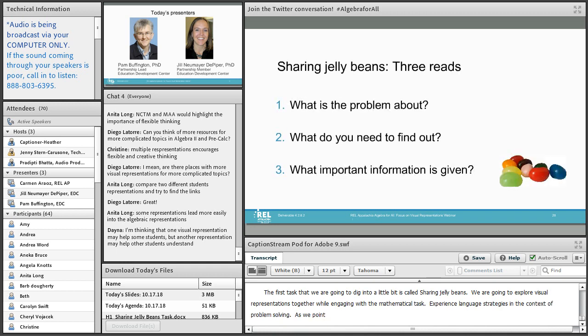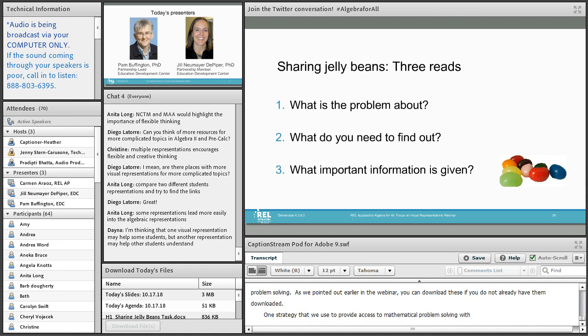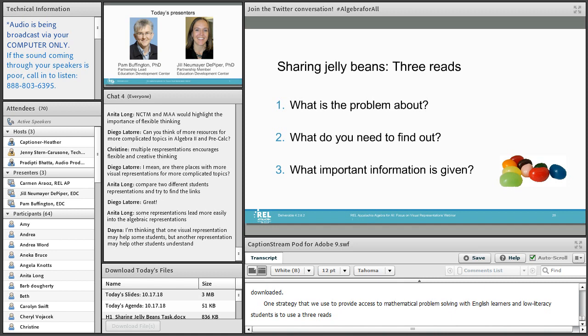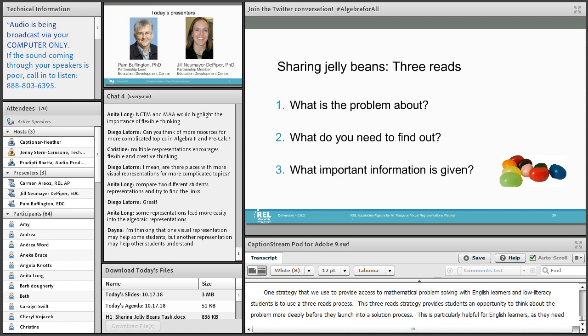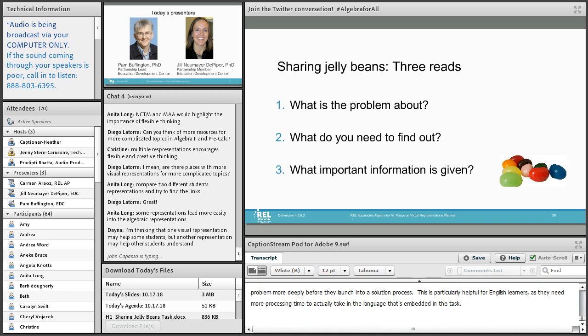So as we pointed out earlier in the webinar, you can download these if you do not already have them downloaded. One strategy that we use to provide access to mathematical problem solving with English learners and low literacy students is to use a three-read process. This three-read strategy provides students an opportunity to think about the problem more deeply before they launch into a solution process. This is particularly helpful for English learners as they need more processing time to actually take in the language that's embedded in the task.